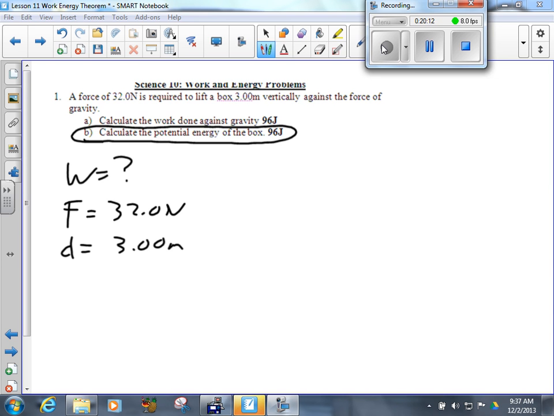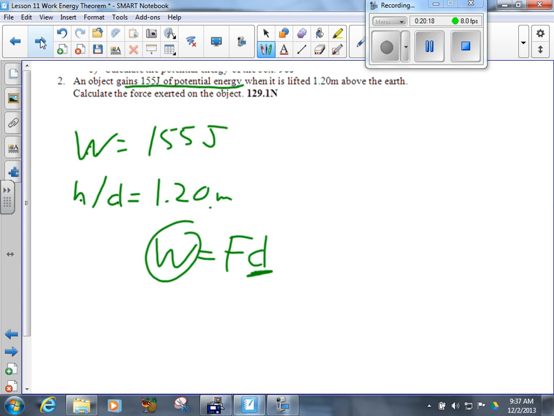Okay? If I do work, I change the energy of something. And I change it by the amount of work I did. Now for number 2, all right, if an object gains 155 joules of potential energy, is a gain a change? Okay, so that's the change in energy. Is that also then the work done? Yes, it is. So they told me the work in that question.